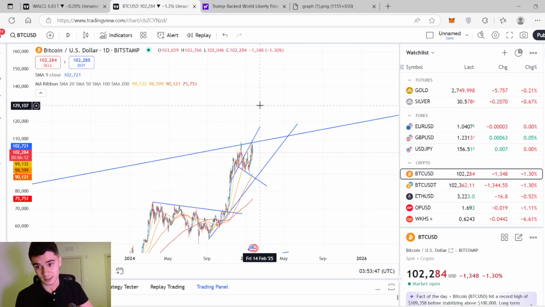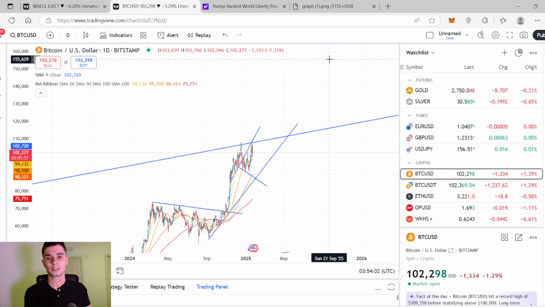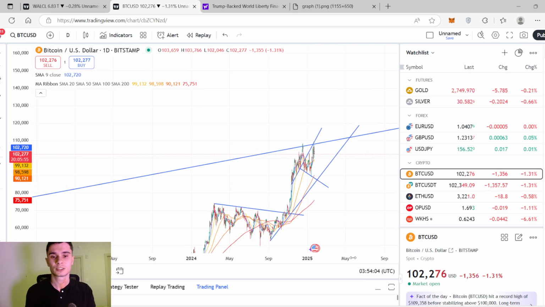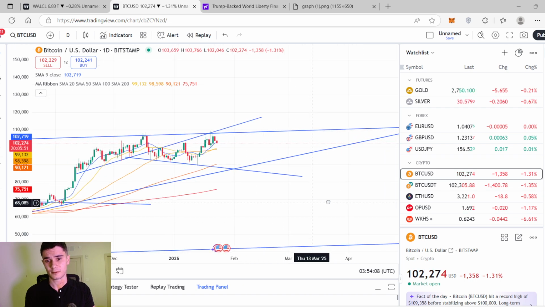Heck, Bitcoin can break this line and go to 130,000, 120,000, and then crash back down below 100,000 before it makes the next leg up. Okay, so anything can happen in the markets. Again, nobody knows.